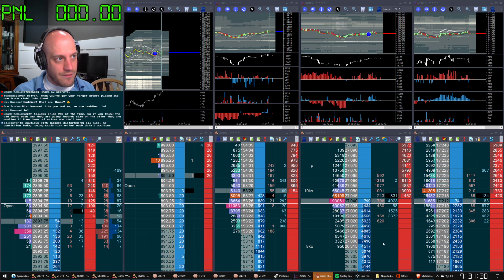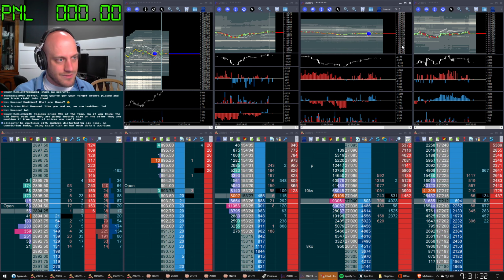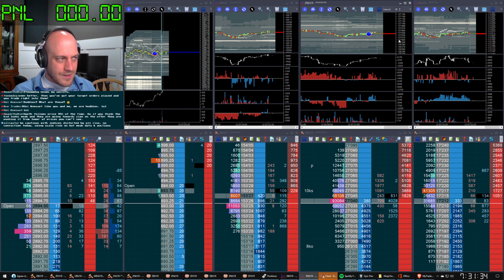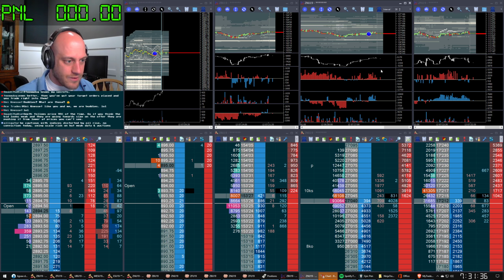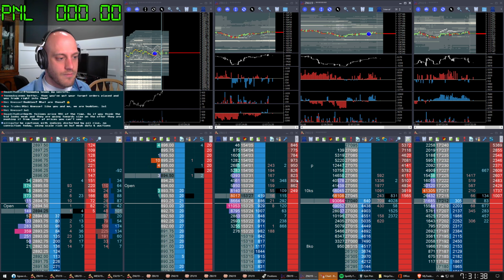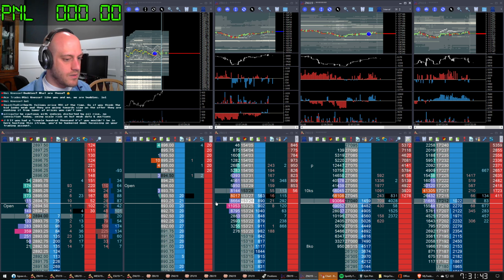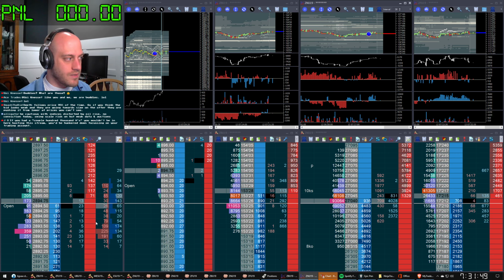Although the problem I have right now is that nothing's really sticking out to me. Okay, so the equity indexes did open, but they're not trading a ton of size here in the September contract.